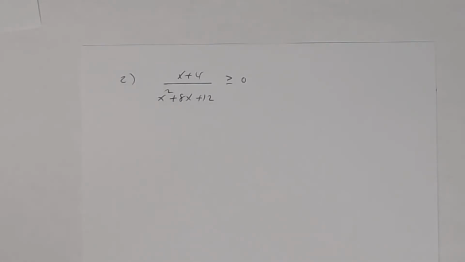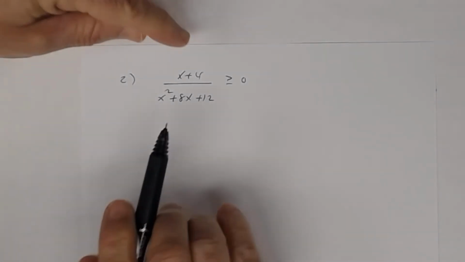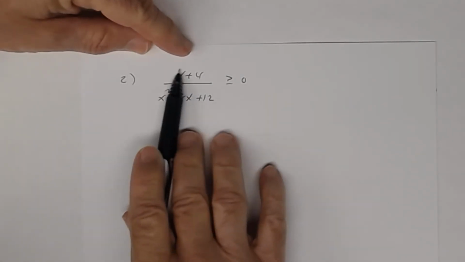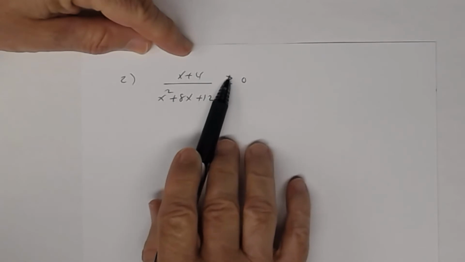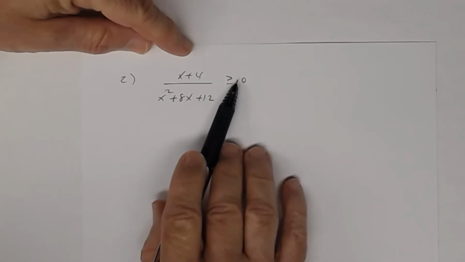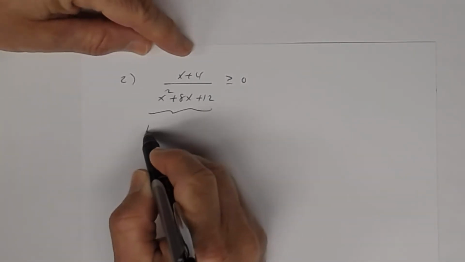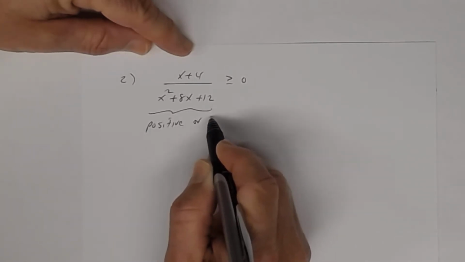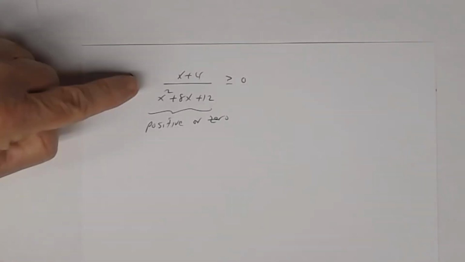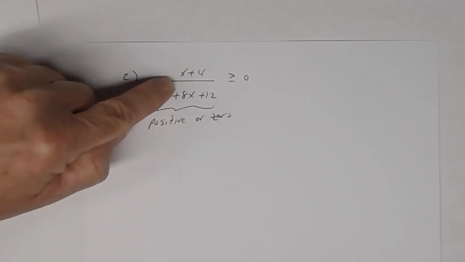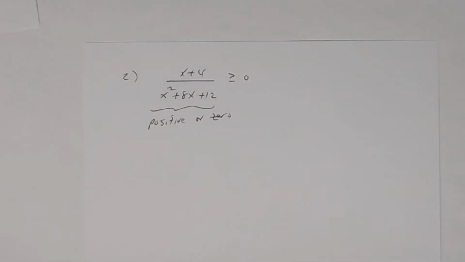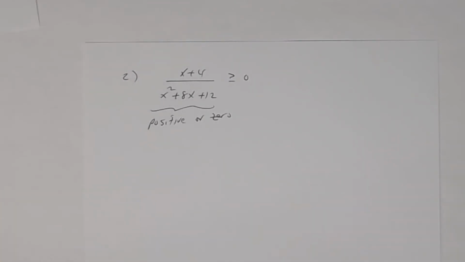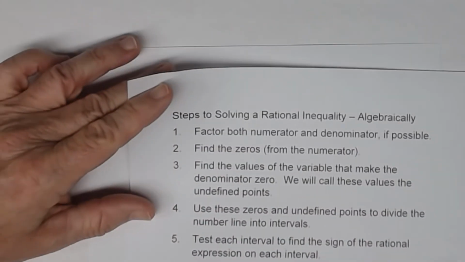Okay, so remember what we're trying to do. We're trying to find all the real numbers for x that will make this expression greater than or equal to 0. Greater than 0 means positive. Equal to 0, you obviously know means 0. So I want this expression to be a positive number or 0. All right, now we have to find our zeros and undefined points.